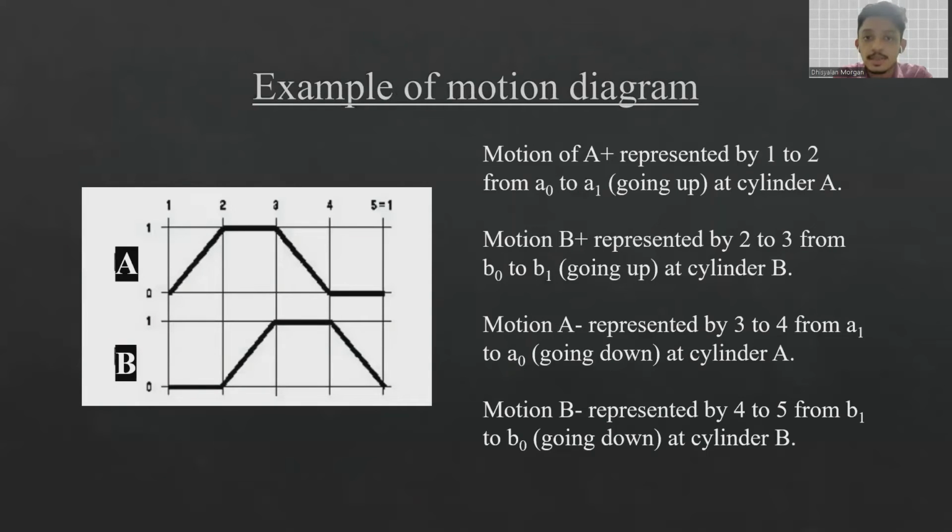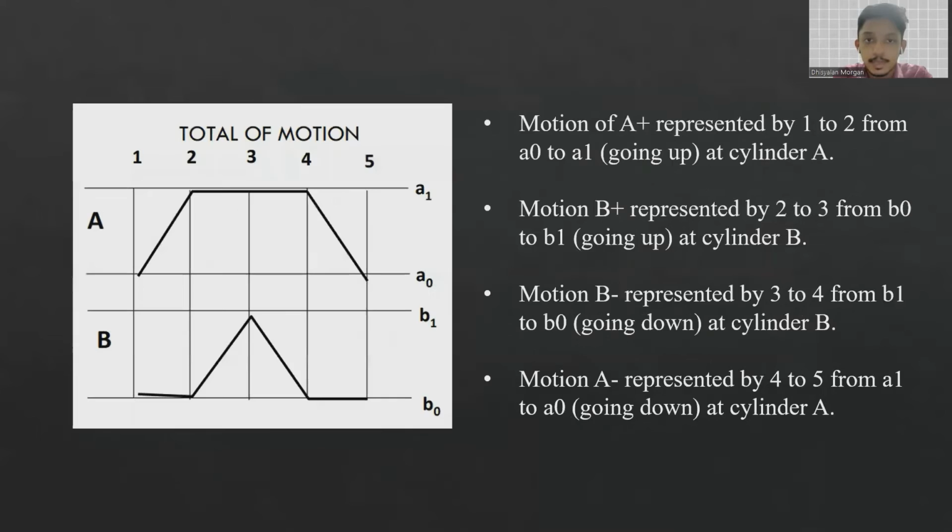Now, an example of the motion diagram. As you can see, these are the examples for cylinder A and cylinder B. And on the right side, there is the motion for every cylinder with an explanation of what is happening in the motion diagram. And here is another example of the motion diagram. That is all from me, and I will hand over the presentation to Ezhilchelvam.